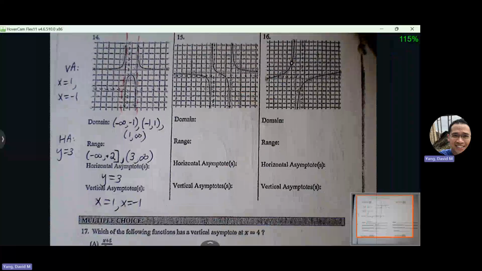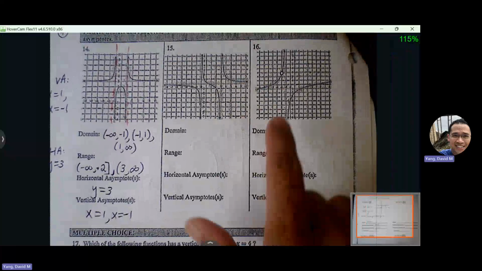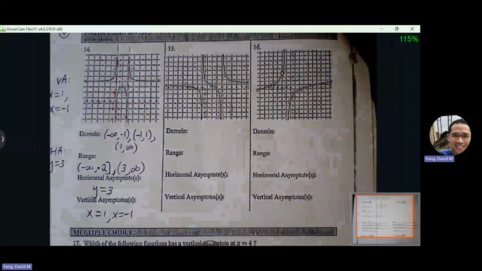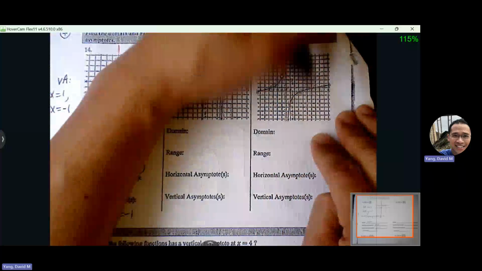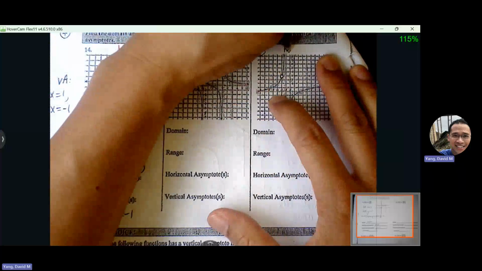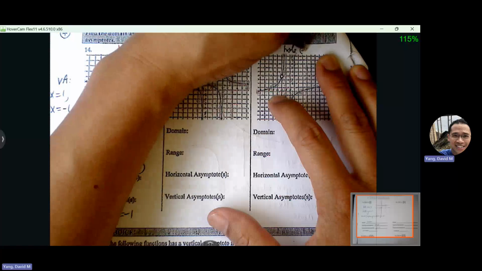Okay, 15 is pretty straightforward. Let's talk about domains and ranges when there's a hole involved. So number 16, you look at the hole here. The hole is at negative 3, 3. Sorry, my graph's a little grainy here, but there's a hole at negative 3, 3.